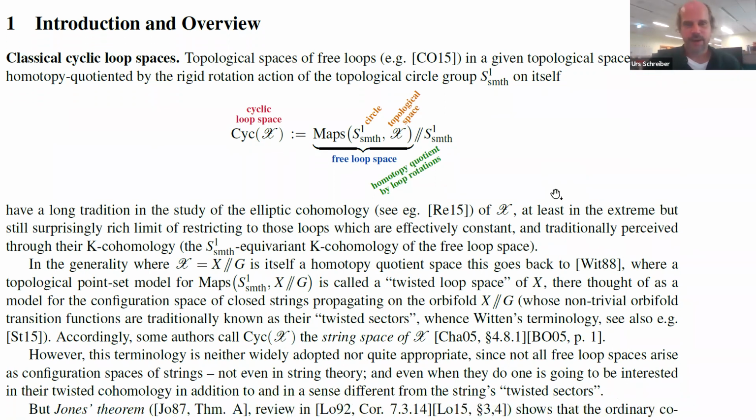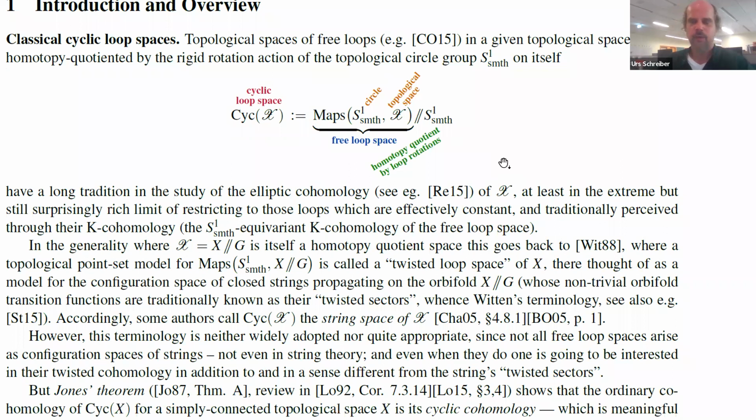So terminology varies ever since this origin of the construction in string theory. Some authors, notably in string topology, call this the string space. Witten himself didn't refer to the homotopy quotient directly, as far as I can see. He called that mapping space, that free loop space, for the case that X itself was actually a quotient, an orbifold target for a string, the quotient of a topological space X by a finite group action, the twisted loop space, where this word twist, unfortunately, has nothing to do with twisted cohomology. It's string theoretic terminology for twisted sectors, which is stuff that appears if you look at strings and orbifolds. So there was no, as far as I know, really standard terminology for this space.